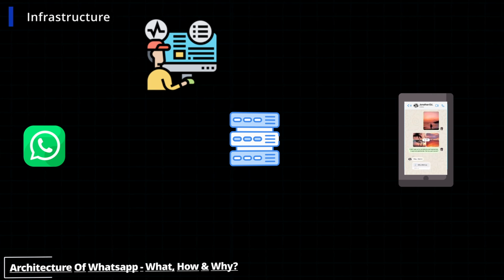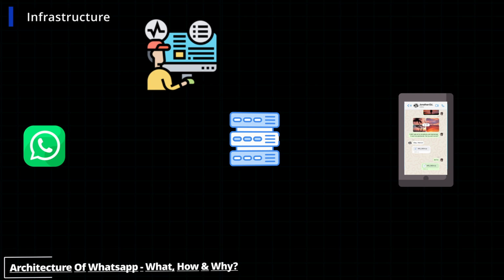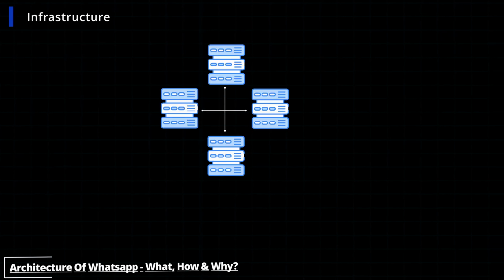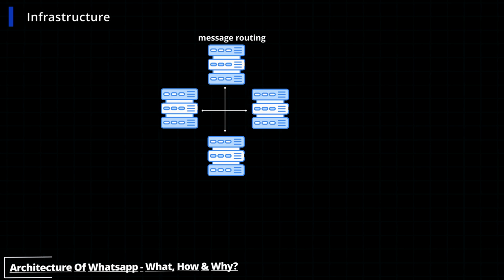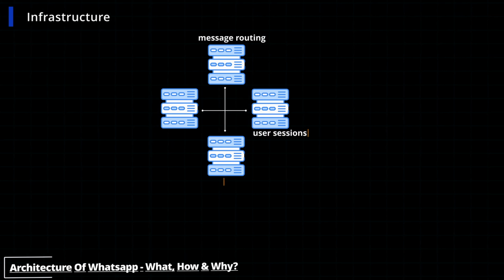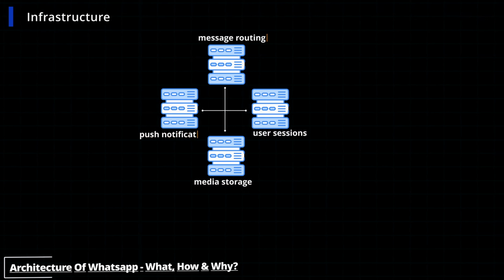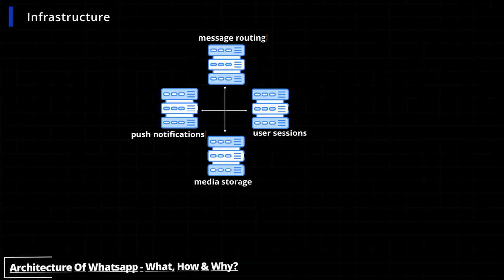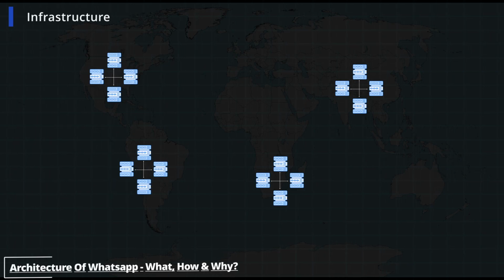WhatsApp runs on a globally distributed infrastructure. That means there isn't just one big server sitting somewhere. Instead, there are many clusters of servers spread across multiple data centers around the world. These clusters handle different responsibilities like message routing, user sessions, media storage, and push notifications. Having servers close to users in different regions helps reduce latency. It also ensures reliability. If one data center faces an issue, others can instantly take over.